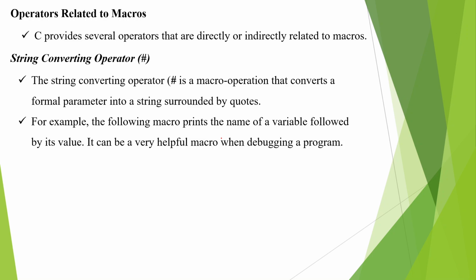So then we have some operators related to macros: the string conversion operator, the hash operator. There are several operators, such as the merge operator and the hash conversion operator, but we discuss only the string converting operator, hash. What it will do, at the time of compilation of your program, is print the variable name. To print the variable names, we use this string converting operator, because generally whenever we use a normal variable in our programming, we get the value. So to print the name, just prefix this string converting operator.